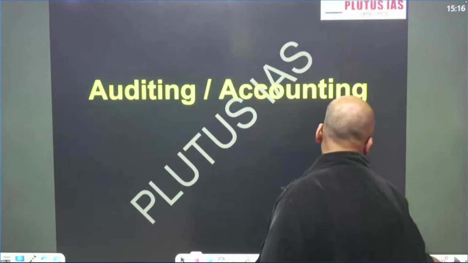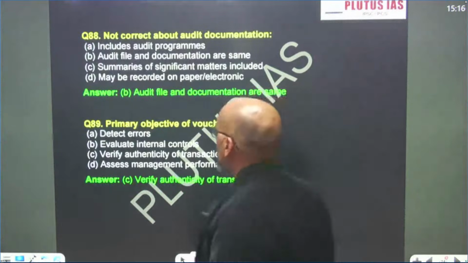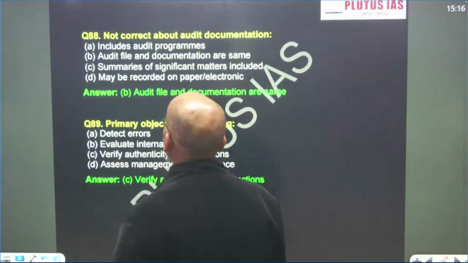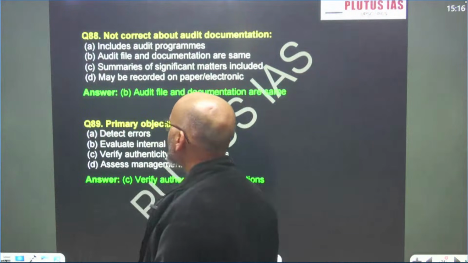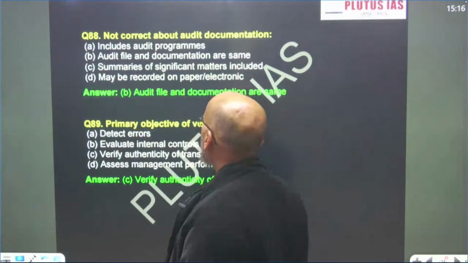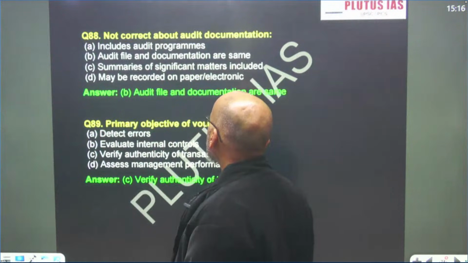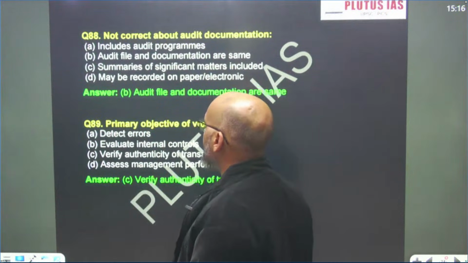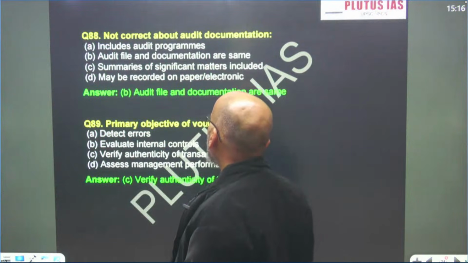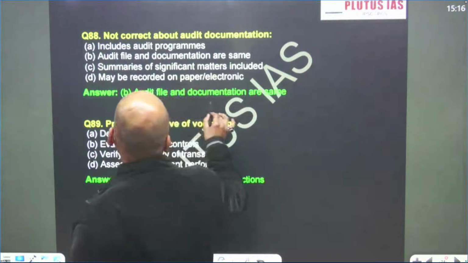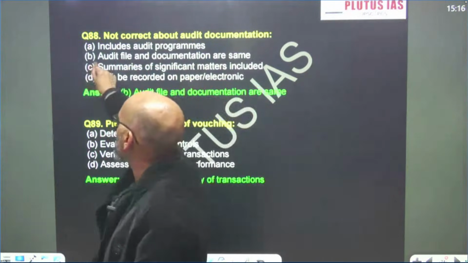Next is auditing and accounting. Question 88. Not correct about audit documentation. Option A, includes audit programs. B, audit file and documentation are same. C, summaries of significant matters included. D, may be recorded on paper or electronics. So audit file and documentation are same. Option B is correct.